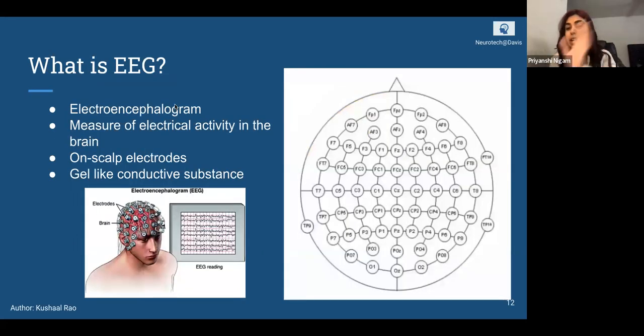Okay, now let's move on to the next section of what we're going to be covering, which is EEG. That stands for electroencephalogram, and it's a measure of the electrical activity in the brain. So how we measure it is you can place electrodes on your scalp, and if you keep them on your scalp where there's hair, like over here, you need a gel-like conductive substance.